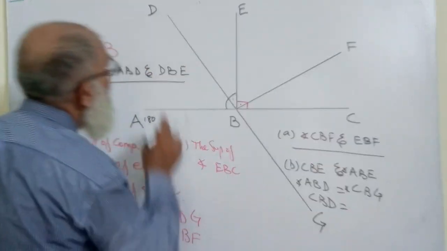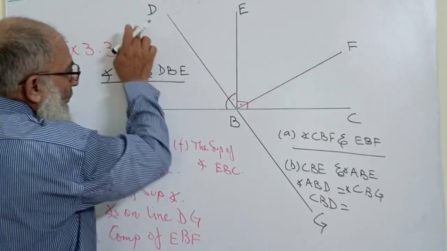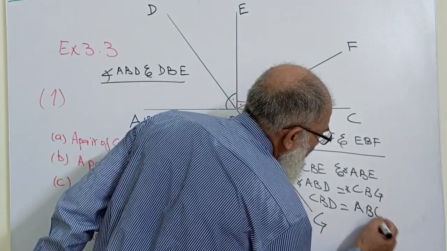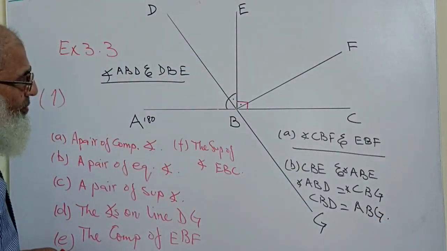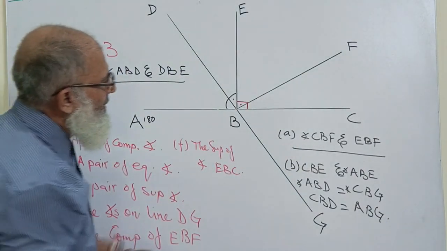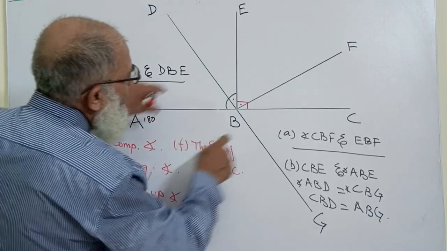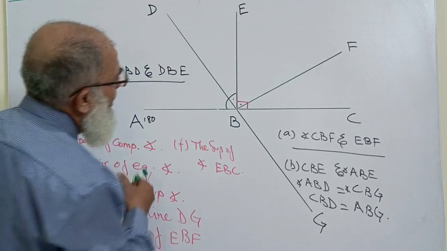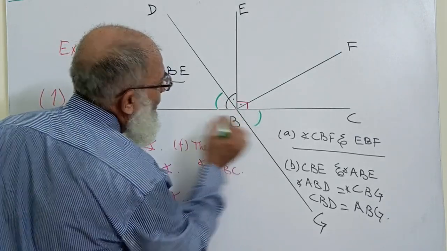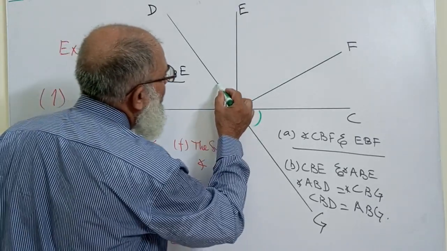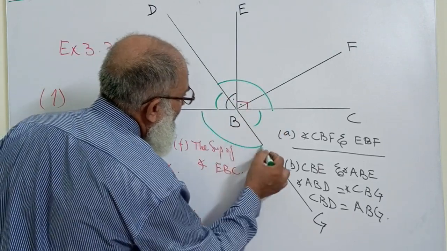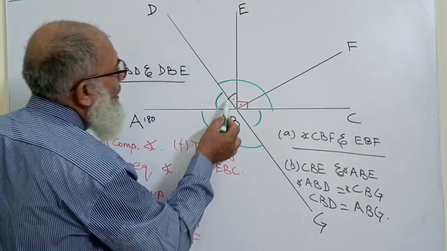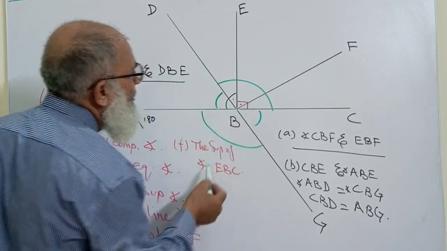CBD is equal to ABG, because these are also vertically opposite angles. These two angles are vertically opposite. Let me mark those angles. Now this is vertically opposite and this is vertically opposite. So these are equal, these are equal. This 90 degree is equal to this 90 degree.